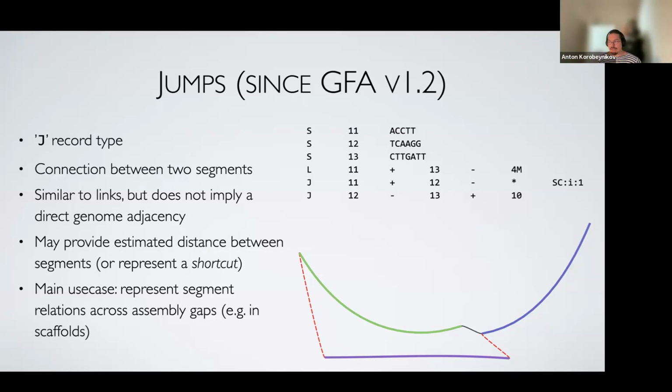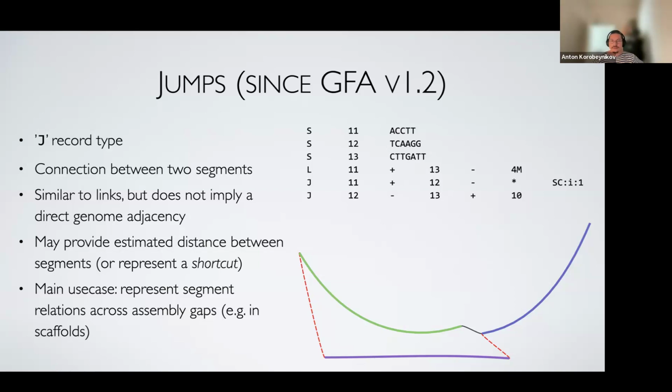As far as I know, the latest versions of assemblers can already produce the assembly graph with jumps. This includes SPAdes version 4, and I think Verkko could also produce jumps in some cases. I might be mistaken, but yeah, probably.